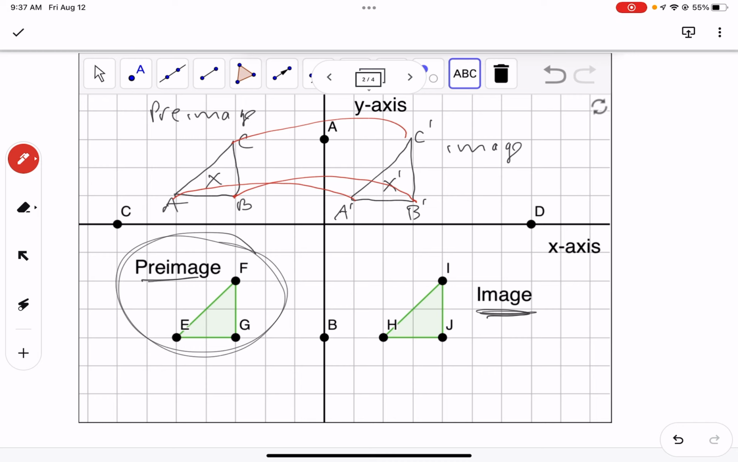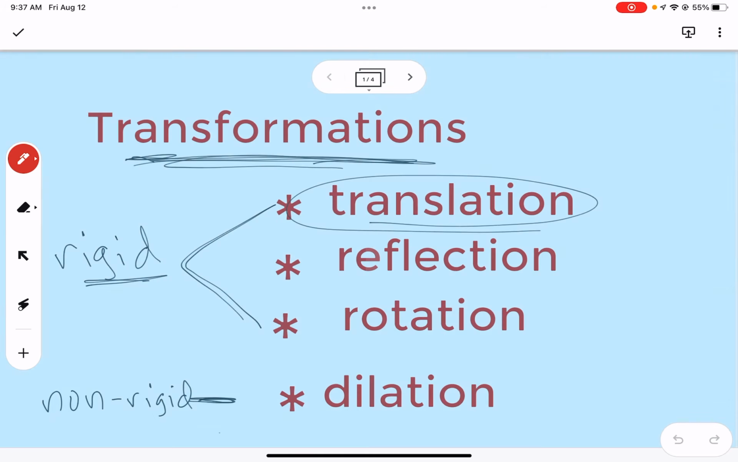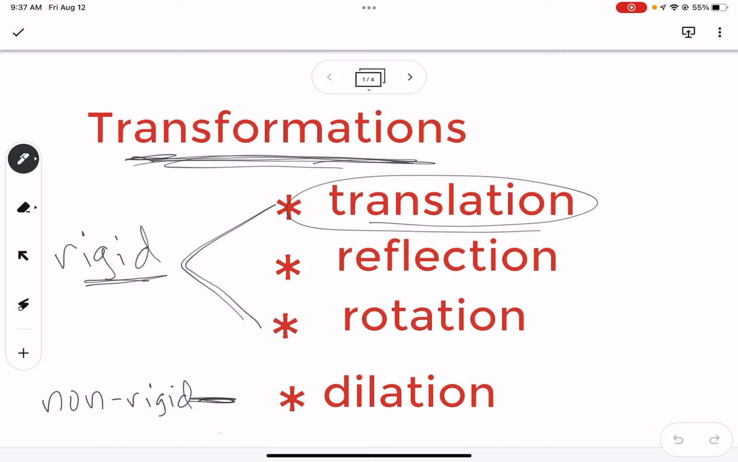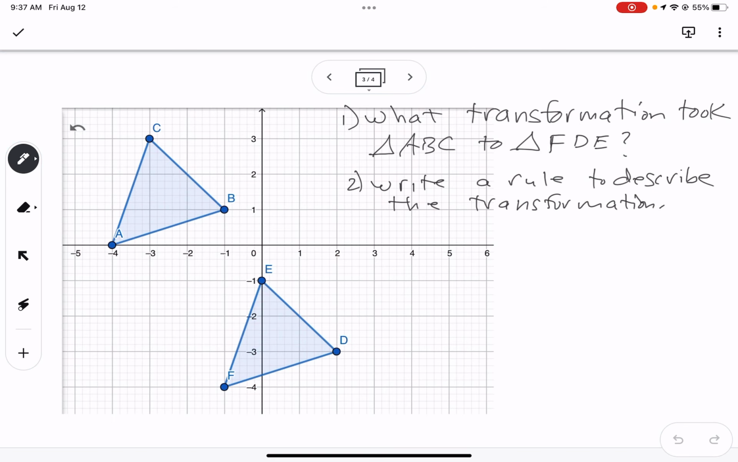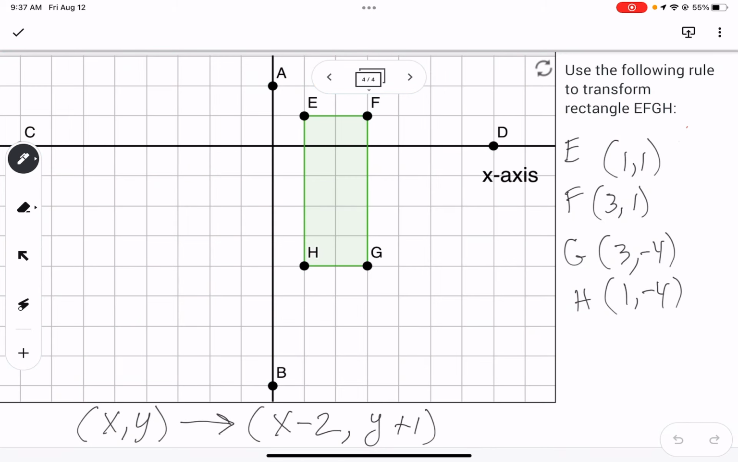Okay, now let's go back to here real quick, because in common language or casual conversation, you can refer to a translation as a slide, and this video is focusing on translations. So a figure slides over. You could see here my two pre-images, they just slid over to the right. And we are going to do two things. We are going to first identify what transformation took place. Then we're going to actually perform a translation, and that'll be it.